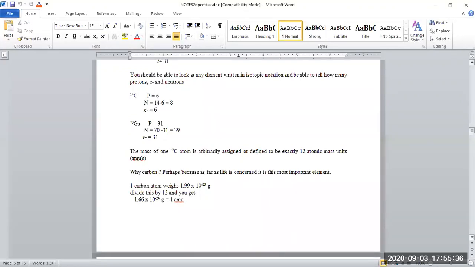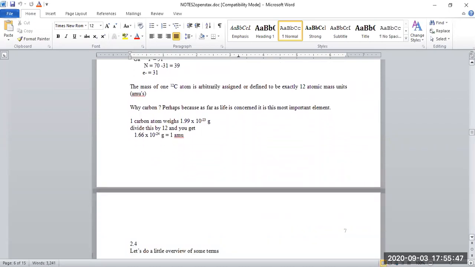I don't know exactly why, but this is what was decided, that they were going to use carbon as the basis for this. So if we assume that a single carbon 12 atom weighs 1.99 times 10 to the negative 23rd grams, and we then divide by 12 because there are 12 nuclear particles, protons plus neutrons, you get the gram mass of a single AMU, 1.66 times 10 to the negative 24th.